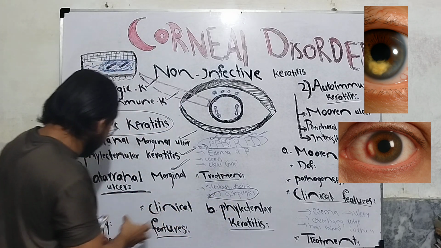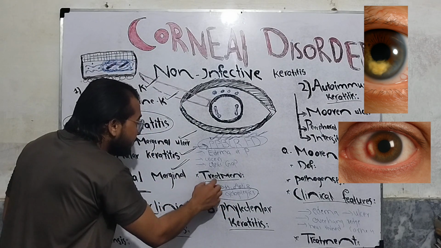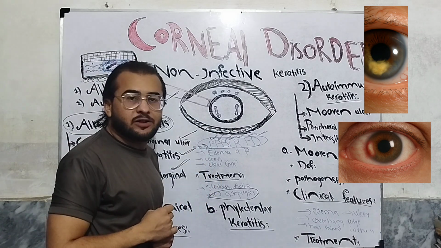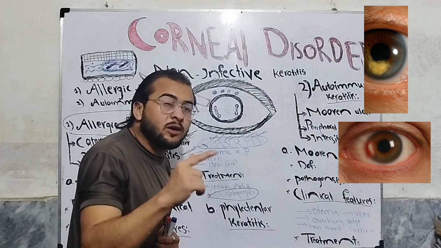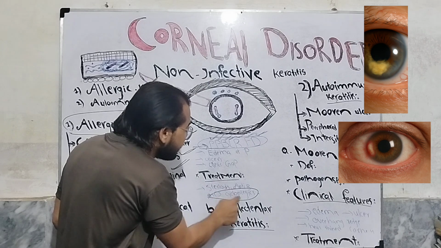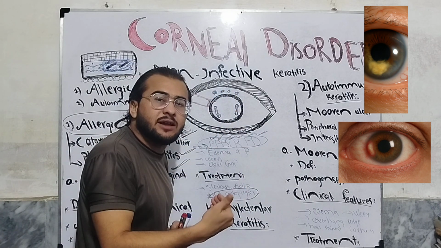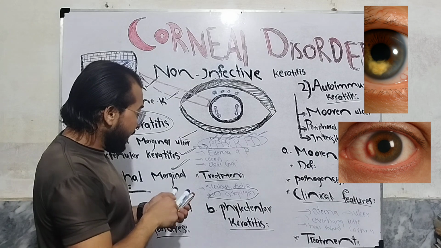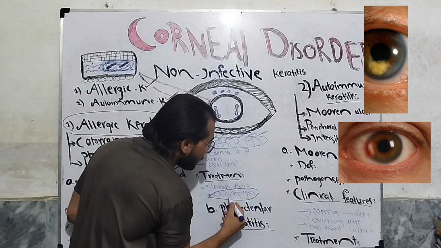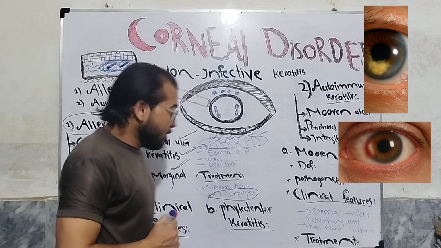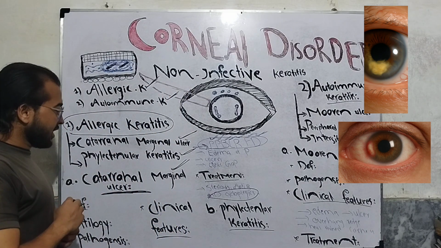As we know that it is a destructive condition due to the hypersensitivity reaction, so we will give steroids. And to remove the source of this condition, we will give antibiotics to remove the staphylococcal bacteria. And for the pain, we can use cycloplegics such as 1% atropine. So this was about the catarrhal marginal ulcer.